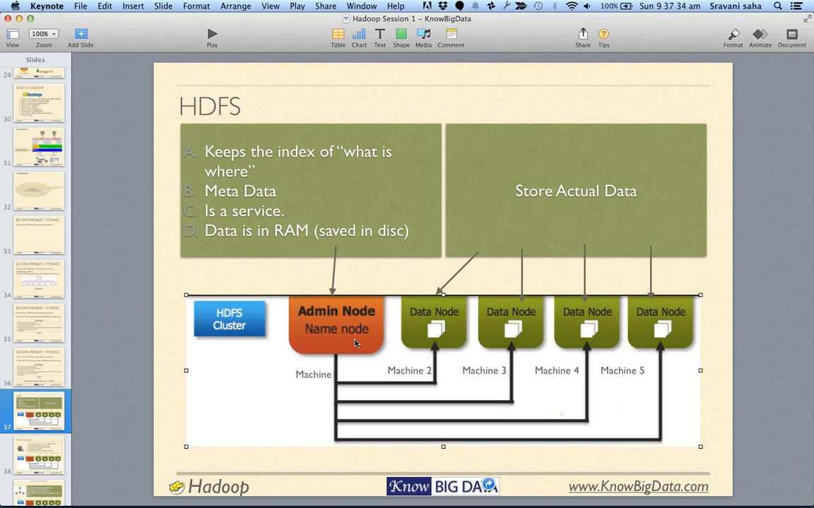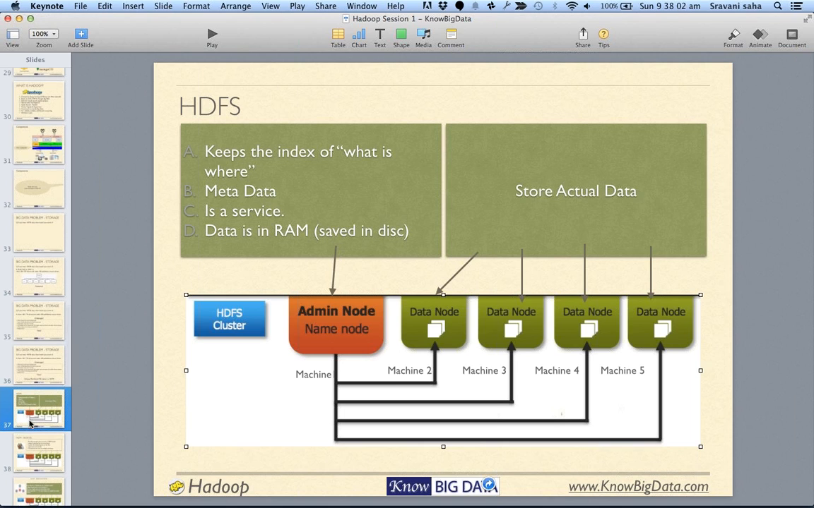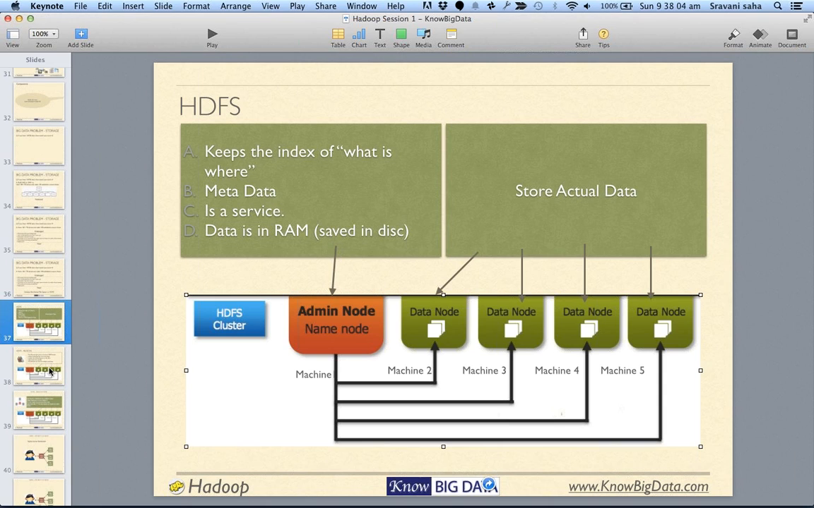where is what data. Like in a typical file system, FAT32 or any typical file system, the initial few bytes or kilobytes have the information about the files. Exactly in the same fashion, you have an admin node, a separate computer containing only the metadata, while there are hundreds of data nodes storing the actual content inside the files. So this is a typical architecture of HDFS.